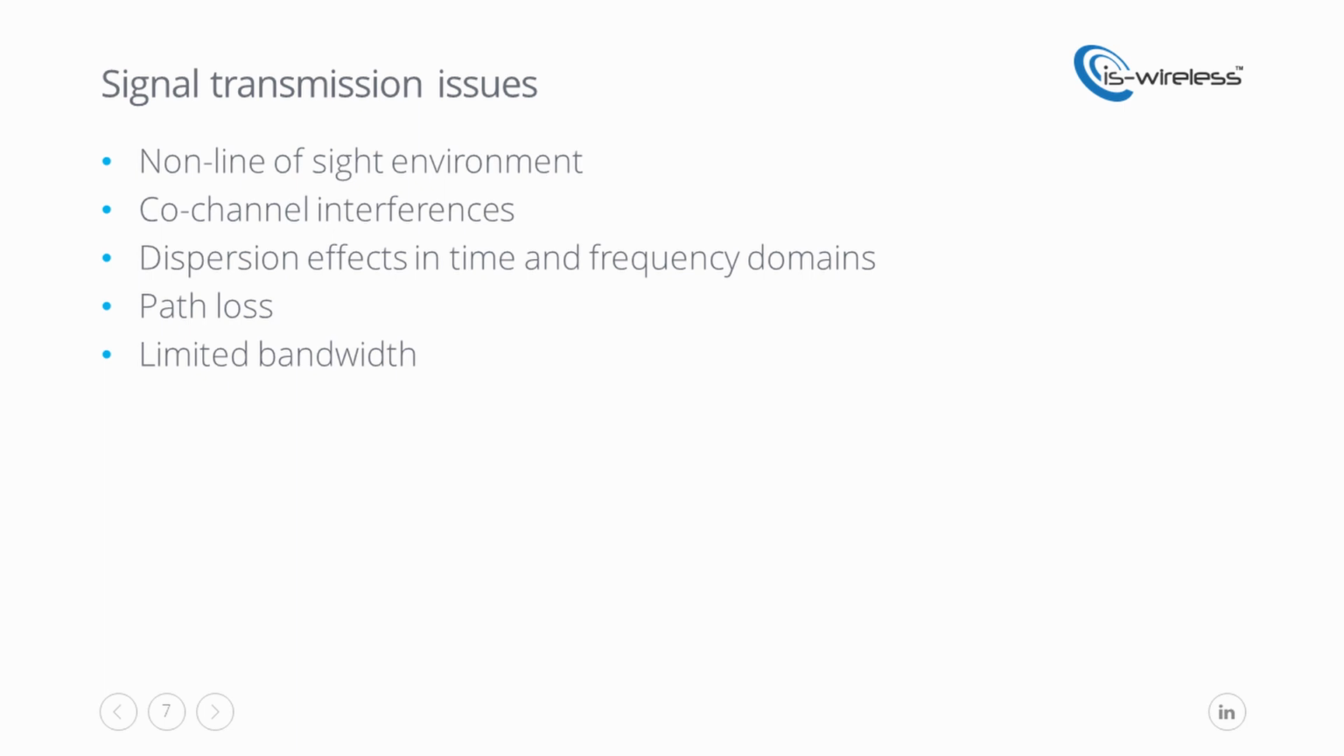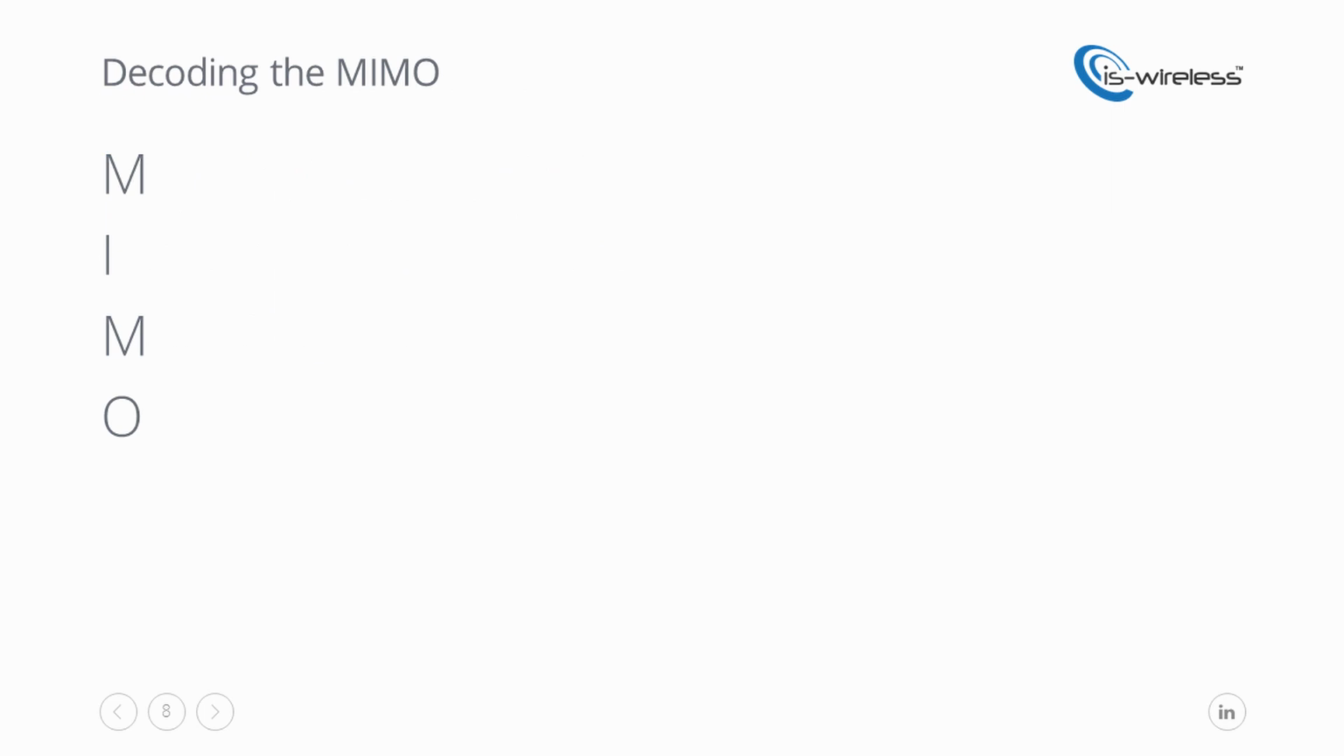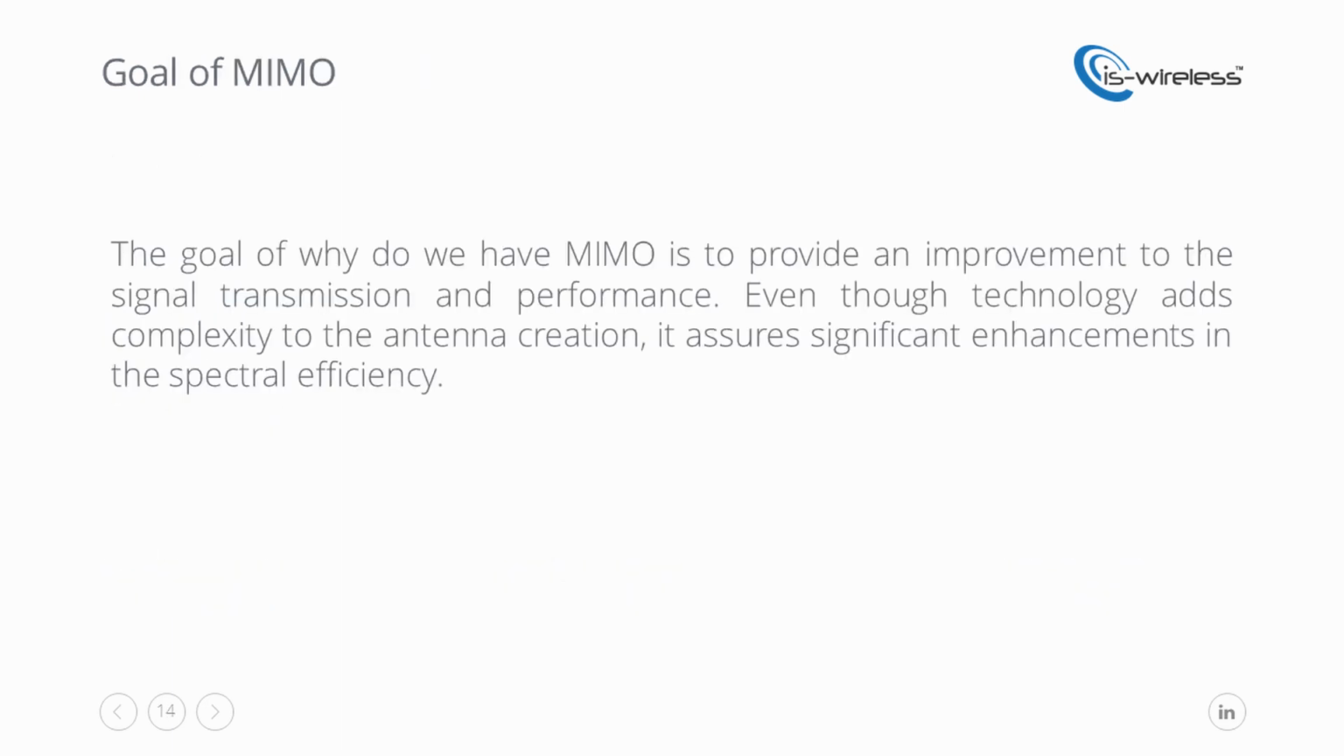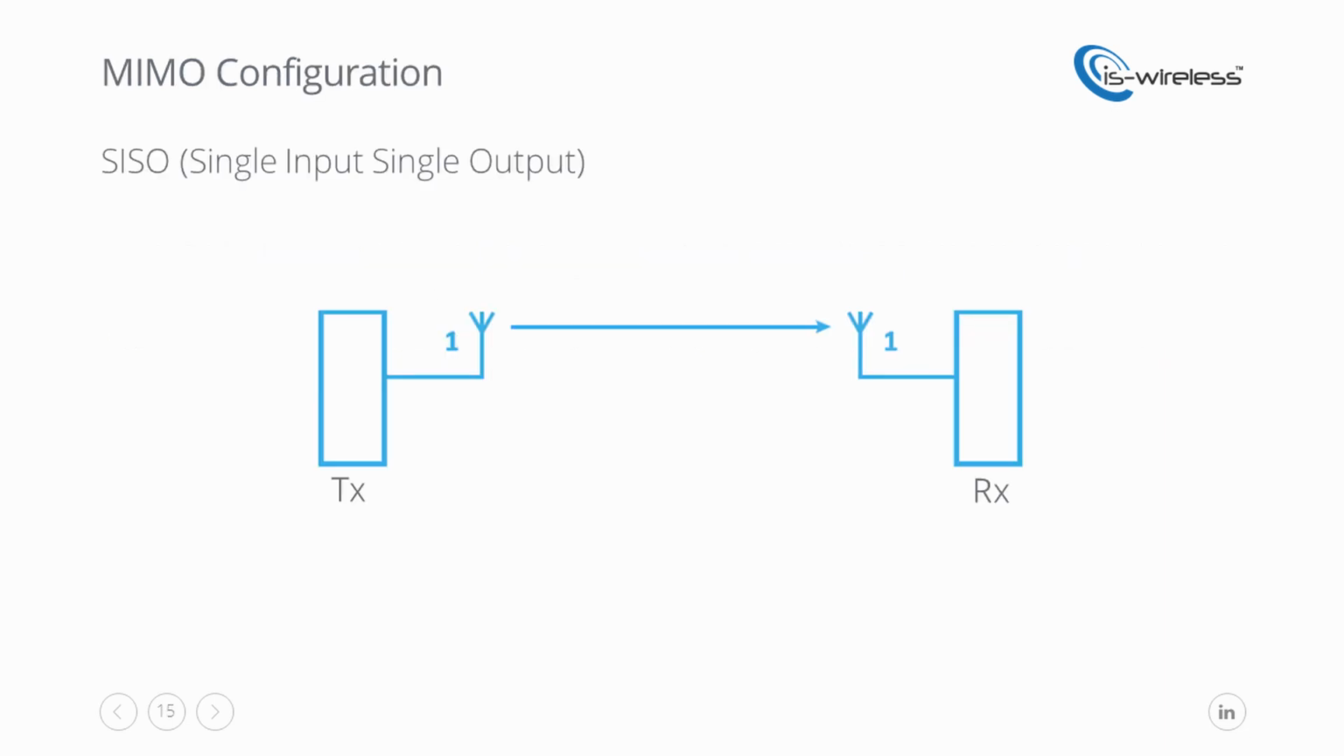Here, one of the solutions is application of MIMO. MIMO stands for multiple input and multiple output. It's an effective antenna technology widely used in the wireless standards to enhance the performance of a single data signal. The wireless standards which utilize it are, for example, WiMAX, 4G LTE, or Wi-Fi. The goal of MIMO is to provide an improvement to the signal transmission and performance. Even though the technology adds complexity to the antenna creation, it assures significant enhancements in the spectral efficiency.